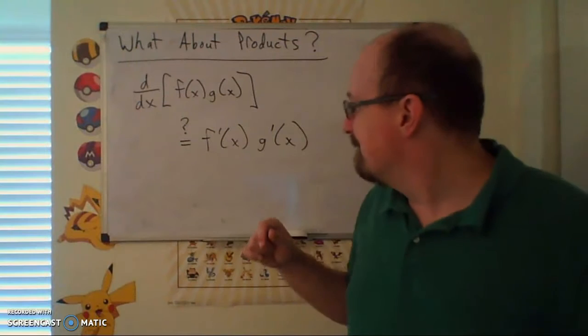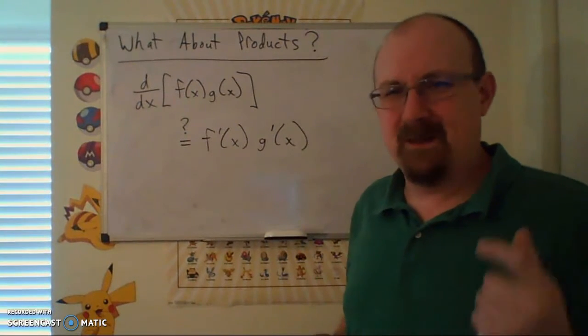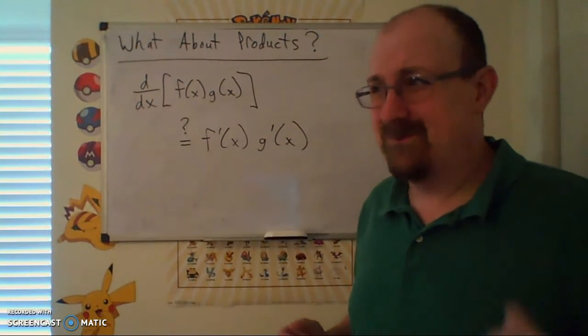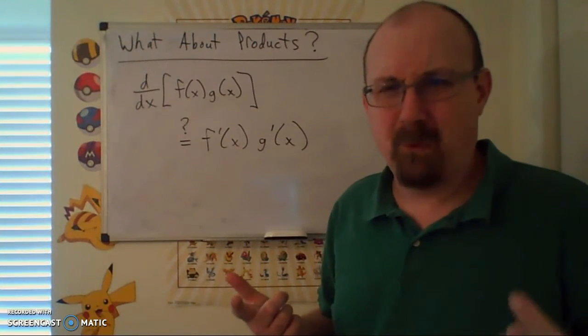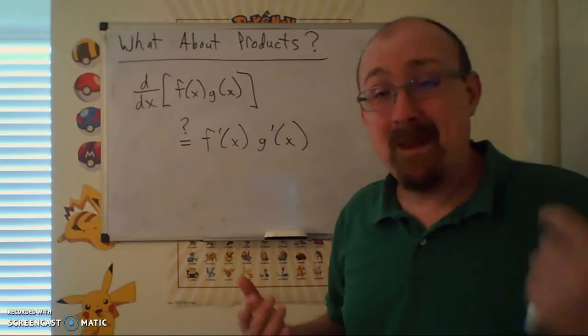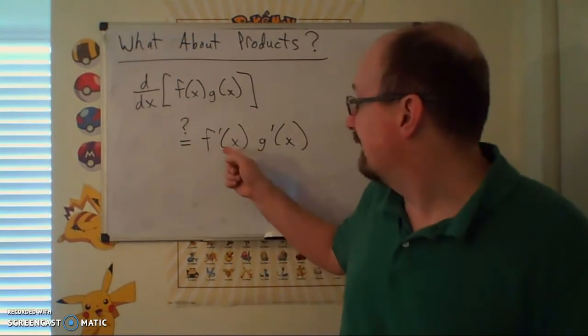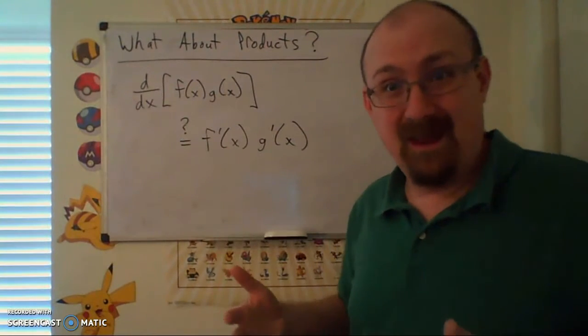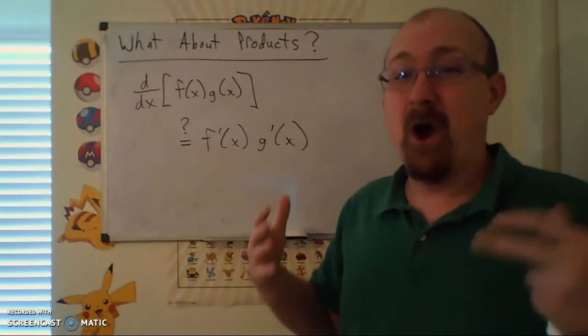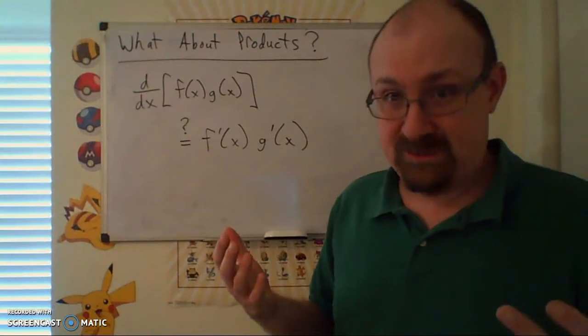But the first thing most students end up considering is, well, derivatives are limits, and we saw when we were doing our limit law stuff that we can break up limits across products, so maybe we can do the same thing here and take f prime of x, g prime of x, and then just multiply them together. That would be awesome if it worked.